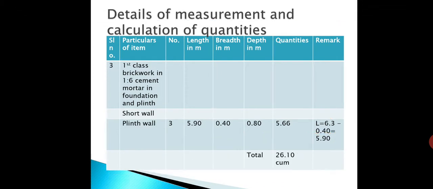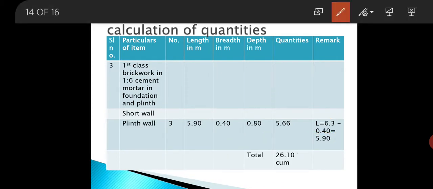Similarly, we will go for the plinth wall. So, plinth wall is of width 0.4. So, from the center line length we will subtract the width of the short wall, that is 0.4. So, this is the length, breadth is 0.4 and thickness is 0.8, which is same as your plinth wall of long wall. So, by multiplying this we will get the total quantity. Then after this the calculation of short wall is over.